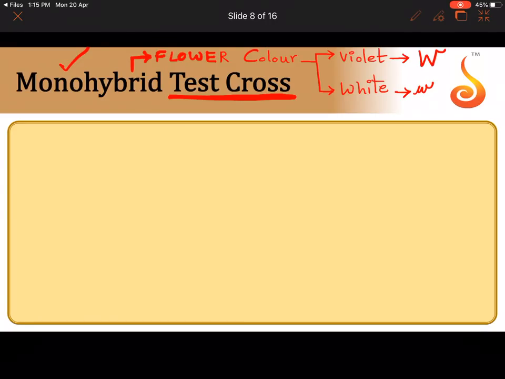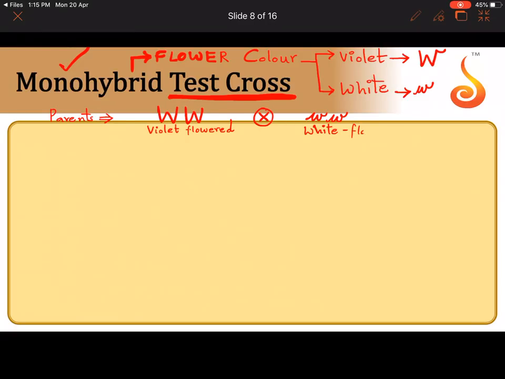So let us take a cross here. The parents of the cross are capital W, capital W crossed with small w, small w. I am writing the genotype directly here. So capital W means they are all violet flowered, purebred violet flowers. A plant bearing violet flowers, so violet flowered plant I will write. And this is white flowered plant. P plant only again.